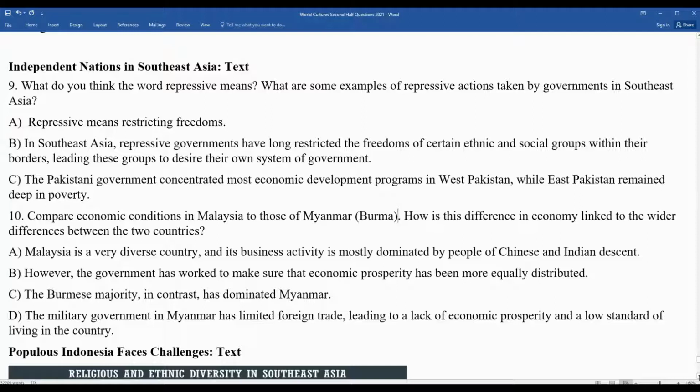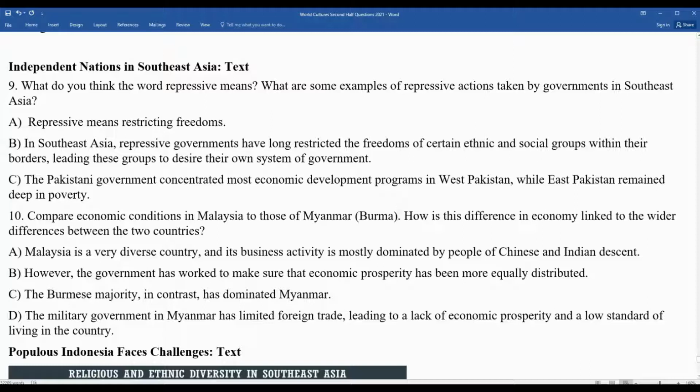All right, so let's look at some of the comparisons here. Malaysia is a very diverse country. Its business activities were mostly dominated by the people of Chinese and Indian descent. However, the government has worked to make sure that the economic prosperity has been more equally distributed. The Burmese majority, in contrast, is dominated in Myanmar. The military government in Myanmar has limited foreign trade, leading to a lack of economic prosperity and a low standard of living in that country.